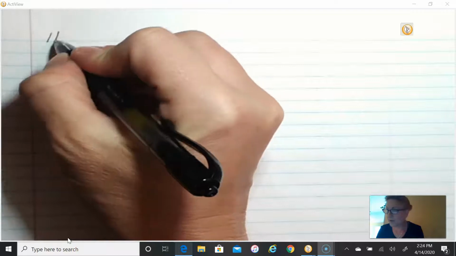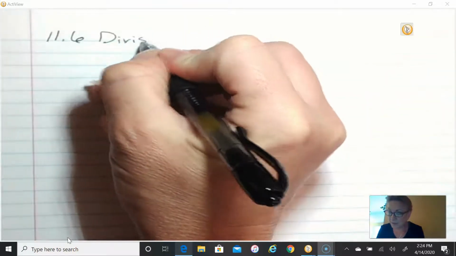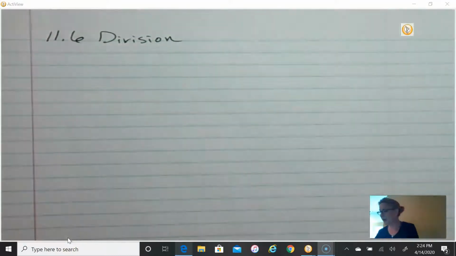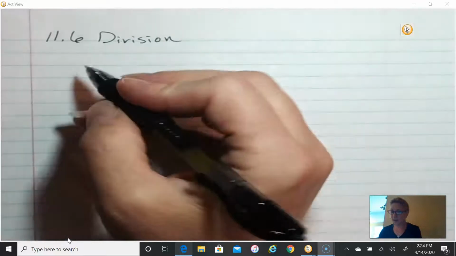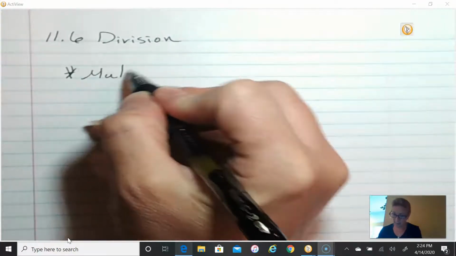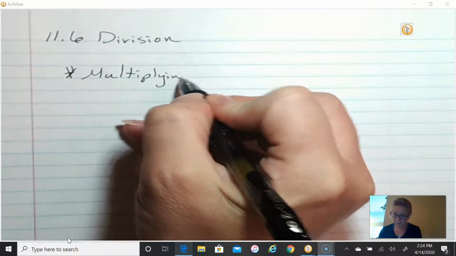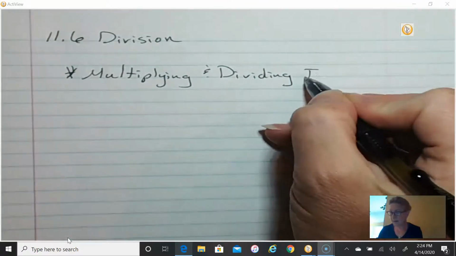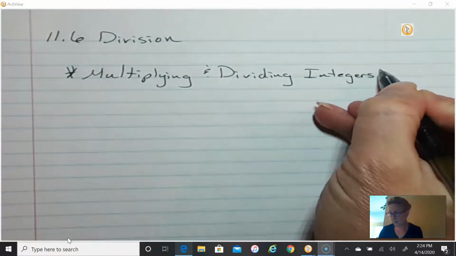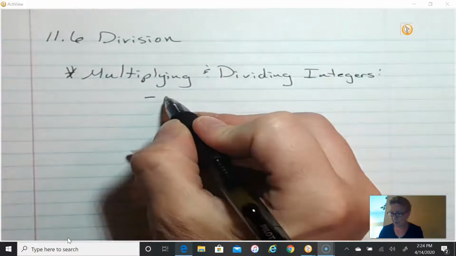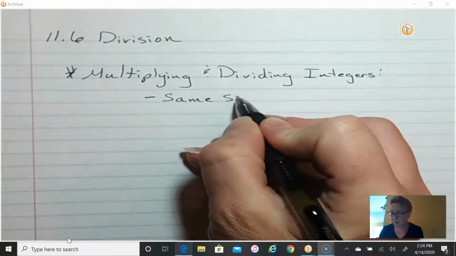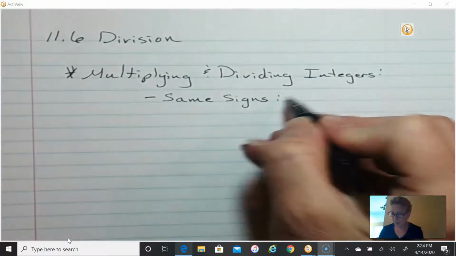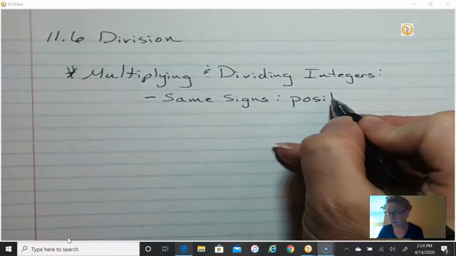All right, so we're doing 11.6, division. Okay? All right, so what you need to know, it's again, just like yesterday. Yesterday you did multiplication. Today you're doing dividing. But when it comes to multiplying and dividing integers, if the numbers have the same signs, you will get a positive answer.